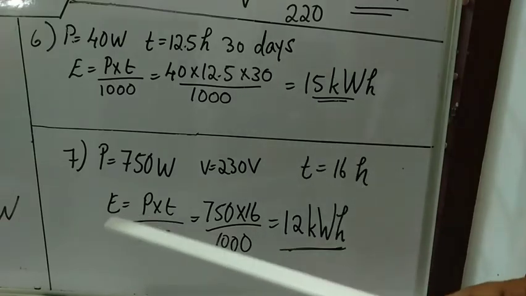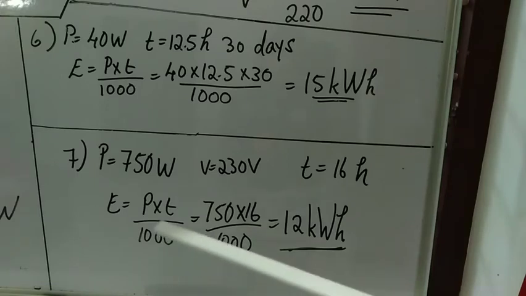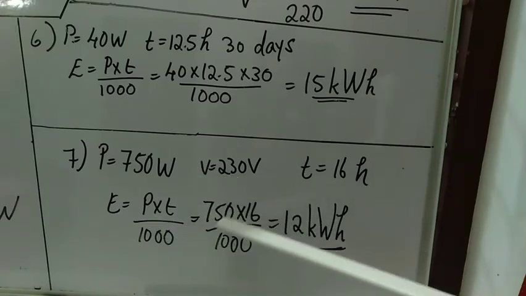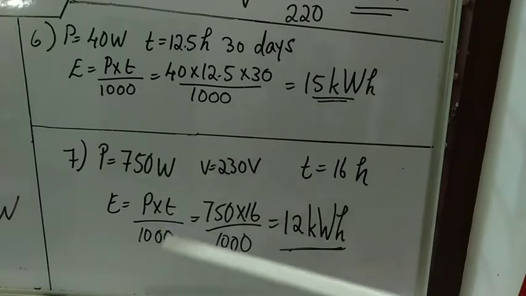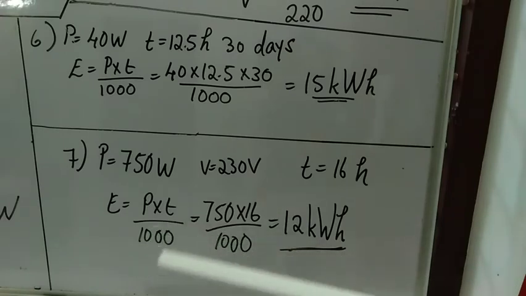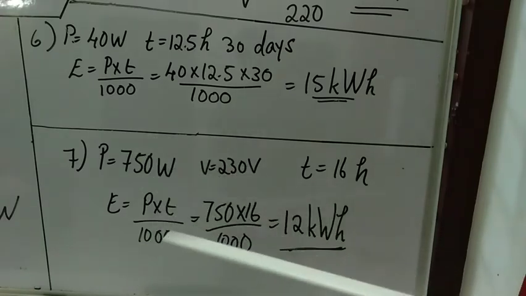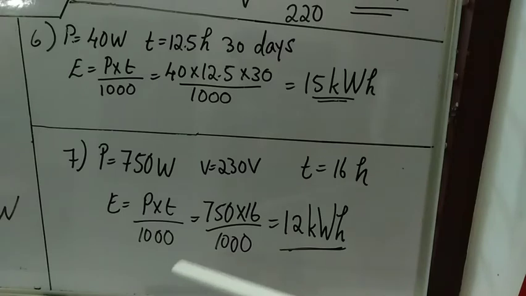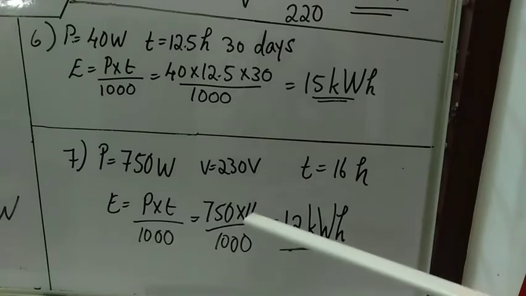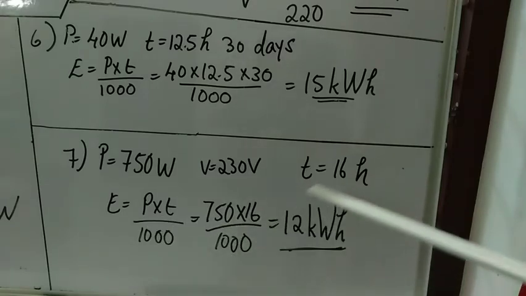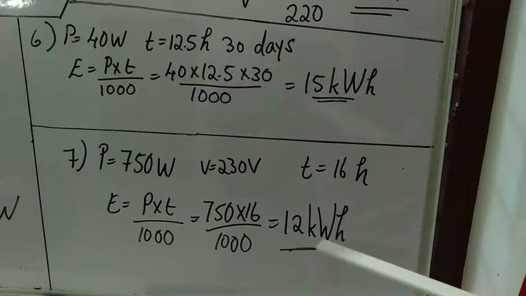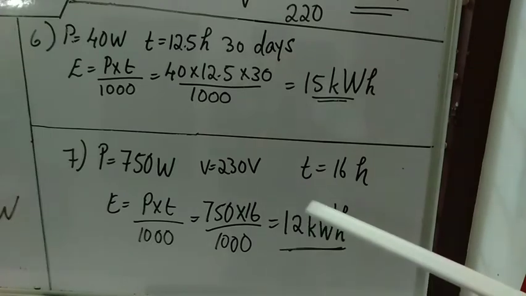So electrical energy is equal to power into time by 1000. Power is in watt. If power is given in kilowatt, then we don't want to divide it by 1000. Since the power is given in watt, then we have to divide by 1000. So power into time, 750 into 16 by 1000. So here you will get the answer 12 kilowatt hour.